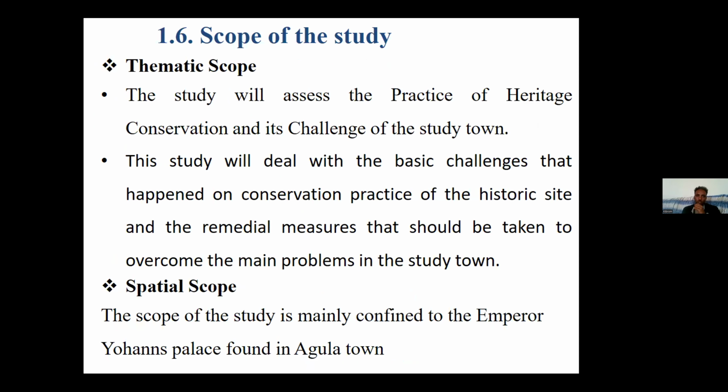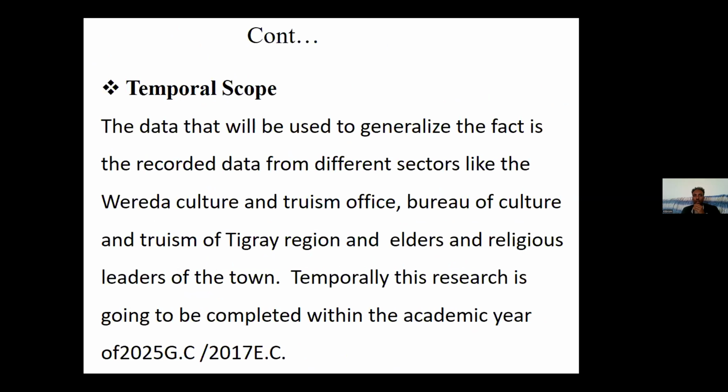We have scopes. This study will assess the practice of heritage conservation, and it will deal with the basic challenges that occurred in the conservation practice of the historic site and the remedial measures that should be taken to overcome the main problems in the study town. And I also have a special scope. The scope of the study is mainly confined to the Imperial Yohannes Palace that is found in Agulae.